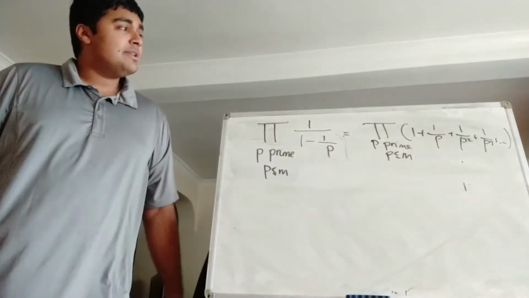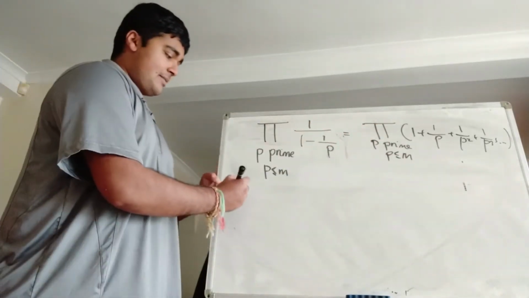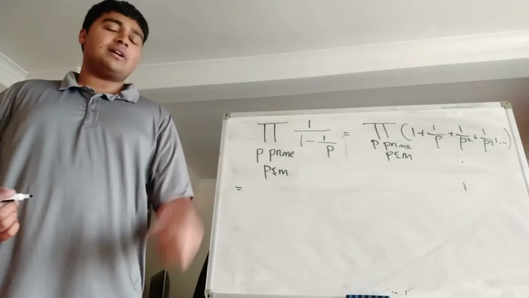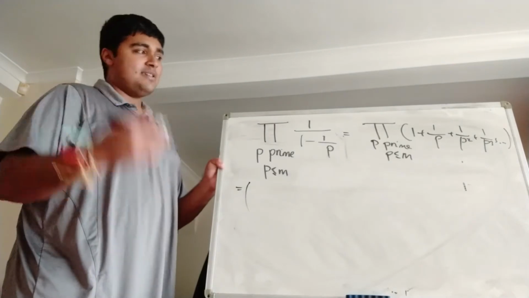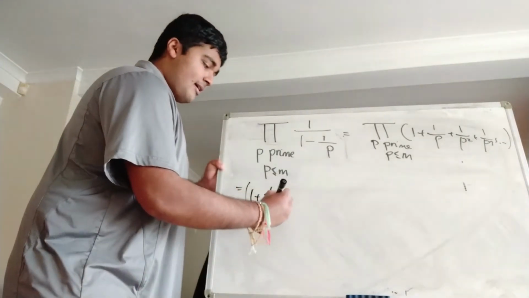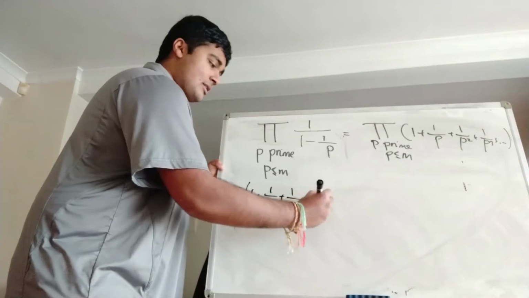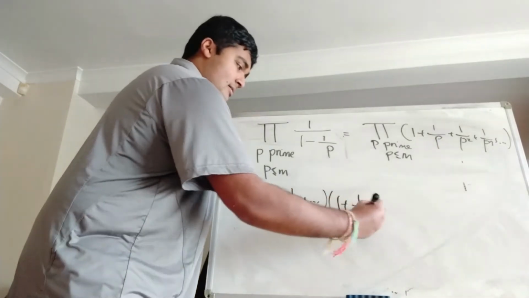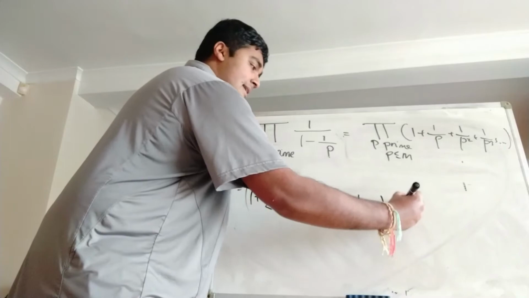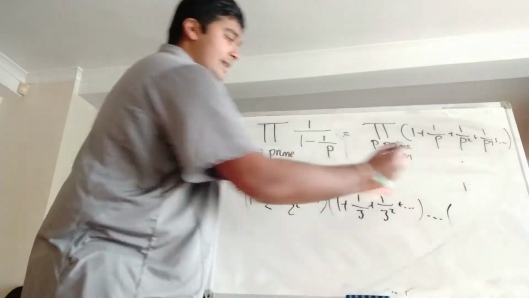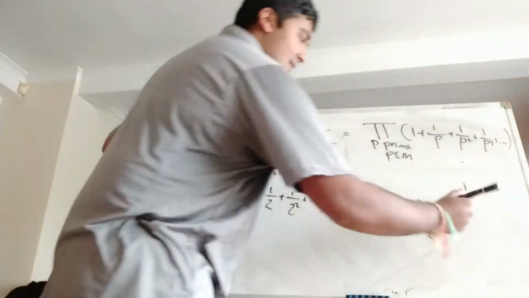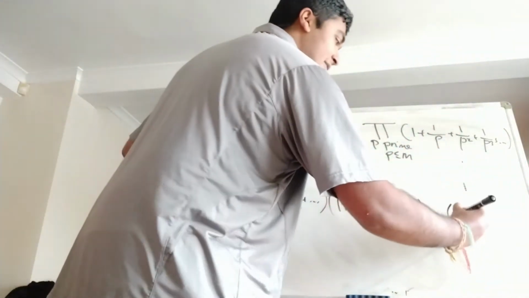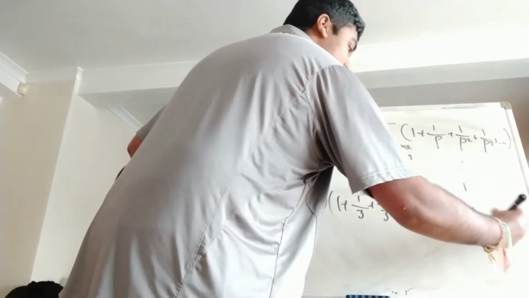Because what we do now is we look at this and say, well, this is equal to, let's just write out the first few terms and the last term as well. So when p is our smallest prime number, p equals 2, we have 1 plus a half plus a half squared, and so on. When p equals 3, 1 plus a third plus a third squared, and so on. And then this product continues until our last prime, which is less than or equal to m. Let's just call that p tilde. And of course, p tilde will depend on what m is. So 1 plus 1 over p tilde plus 1 over p tilde squared, and so on off to infinity.